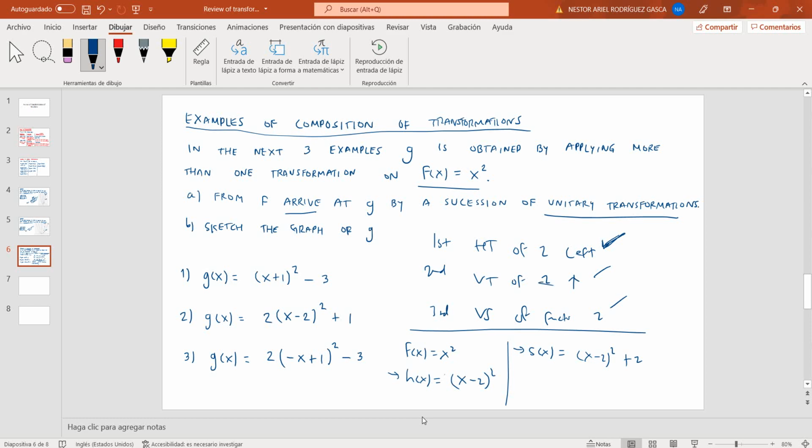No, 1. Plus 1, sorry. Plus 1. This is a number 1. Okay, so I have already executed this one as well. And finally, a vertical stretch of factor 2.